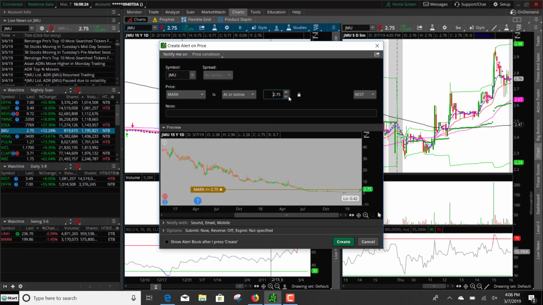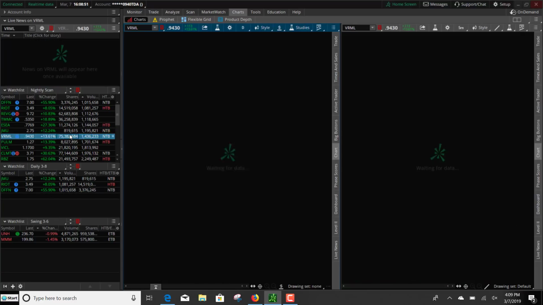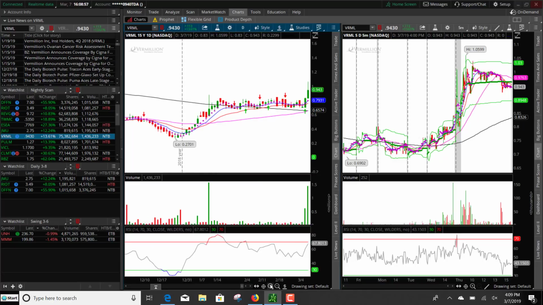Bull pennant on daily. Watch for resistance around 370 and 425. Okay, so that was JMU. Let's take a look at VRML. Not a big fan of the wick on this one.